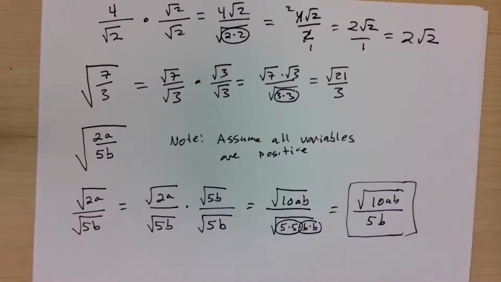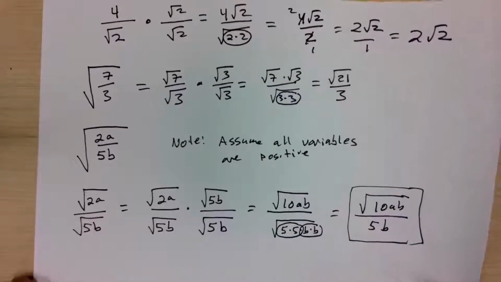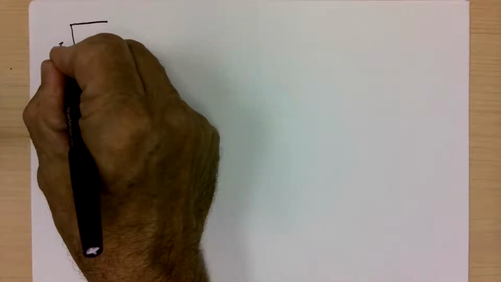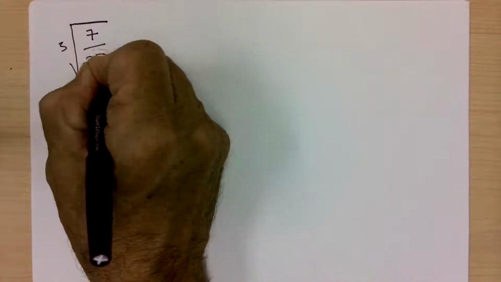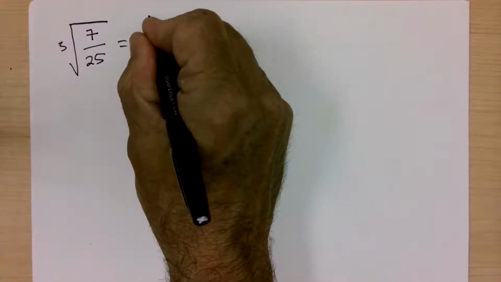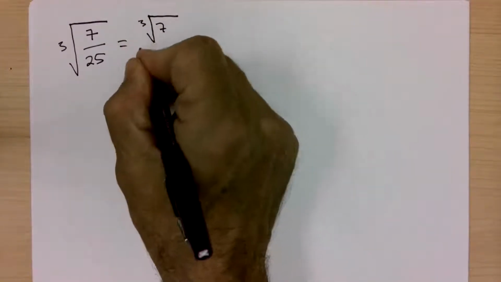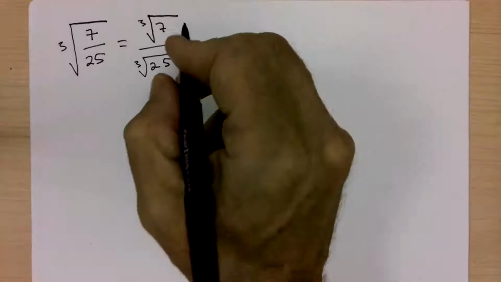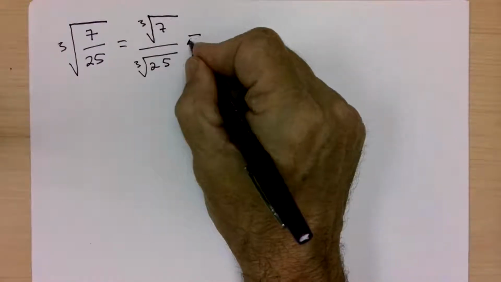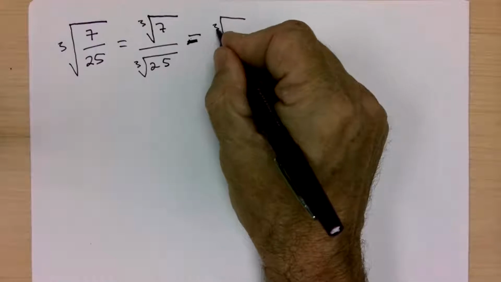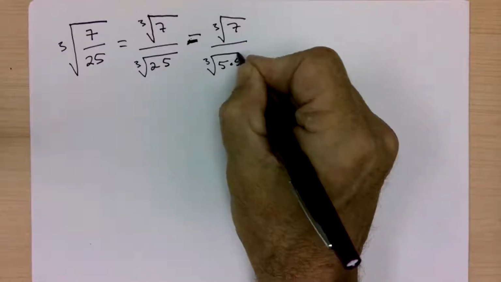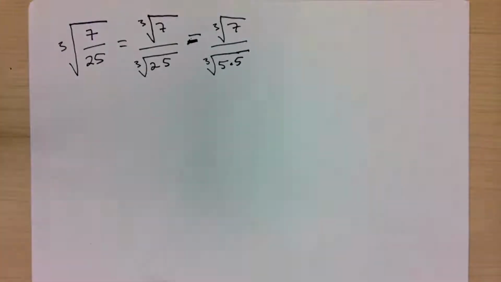These get more interesting, though, if we go to different roots other than square roots. So if I look at the cube root of 7 over 25, how is that going to work? Well, that's the cube root of 7 over the cube root of 25. And I need to figure out, what do I need to multiply on the bottom so that there is no radical there? I'll do another equal first. Cube root of 7 over cube root of 5 times 5. So you'll notice I already have 2 5s downstairs. I have 5 times 5 downstairs.